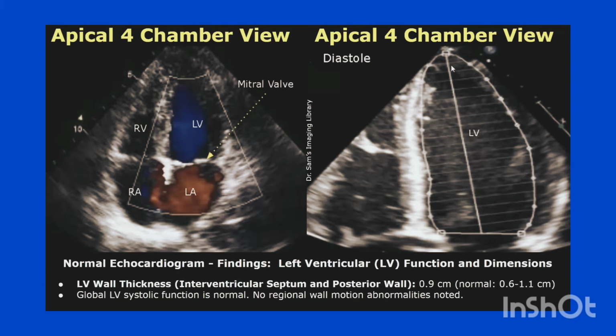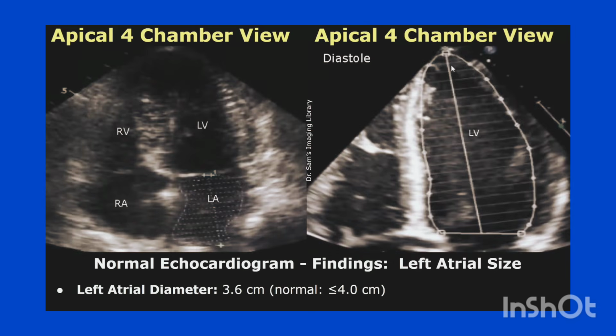Then you can write about left ventricle wall thickness, which includes the interventricular septum and the posterior wall. It is 0.9 centimeters, so it is within normal range. Global LV systolic function is normal. No regional wall motion abnormalities noted.